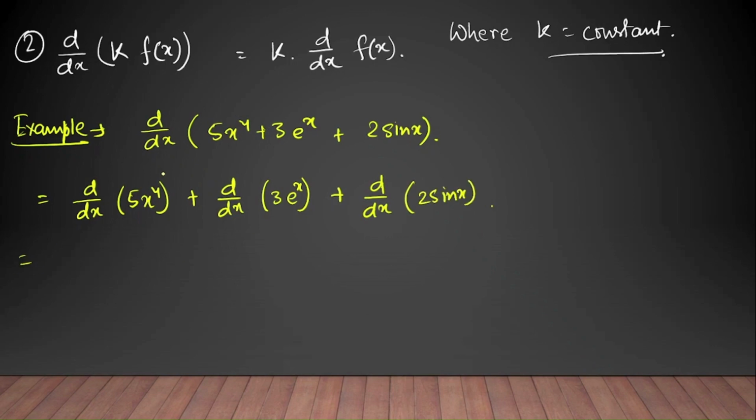As you can see over here, this 5 is the constant part which is multiplied with the function, so we can write the 5 outside of the d/dx of x power 4. And then this value 3 is a constant part which is multiplied with the function of x, so we can write 3 outside of the derivative, that is 3 into d/dx of e power x. And also see that the 2 is multiplied with the function sin x, so we can write 2 outside of the derivative, so this will look like this.